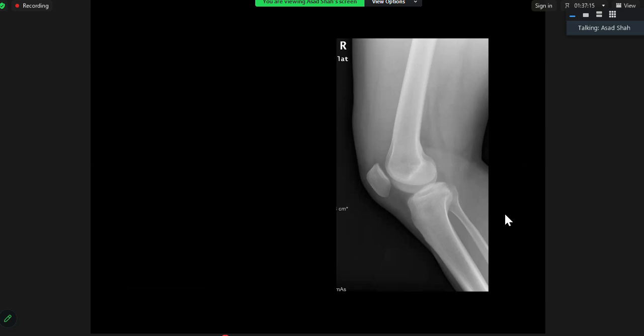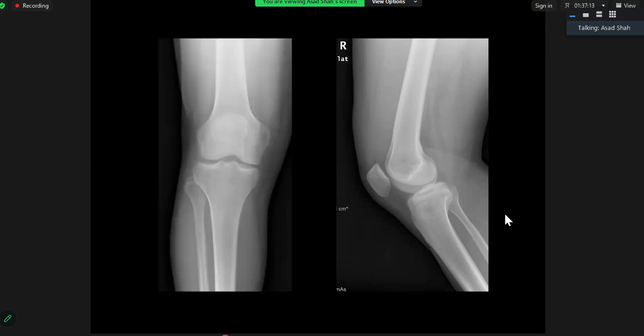I'll probably put both images there for you. This patient has got knee swelling. He's a 40-year-old guy, and he's got about a 6-month history of knee swelling and on and off pain. Do you spot any abnormality on these two views?